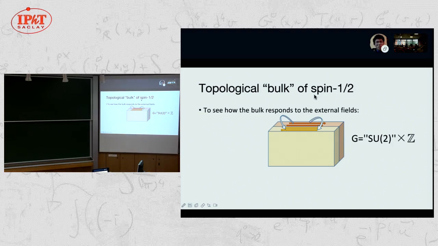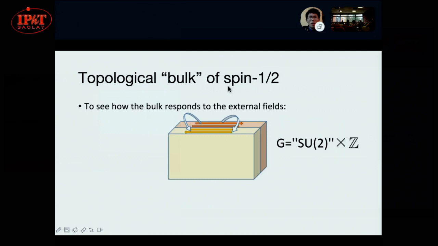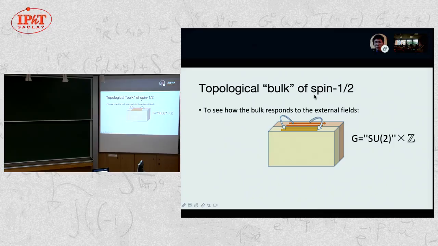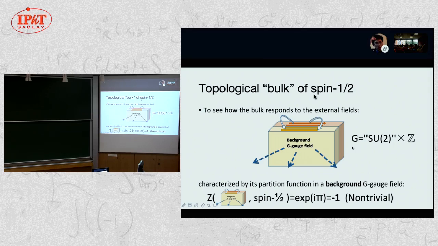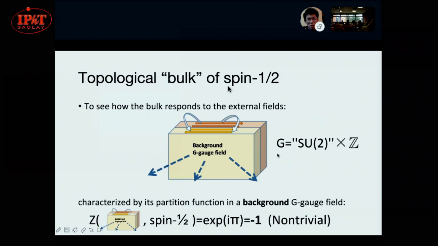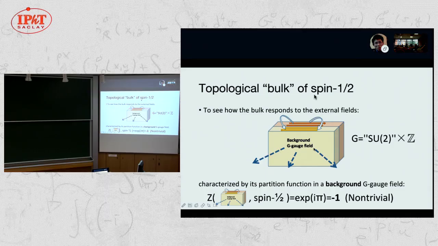It's very easy to classify the bulk theories by their response to external fields, because we know that at low energy the symmetries of this whole system are SU(2) times translation, which are both on-site in the continuum limit, as we have seen before. So we can introduce a gauge field for this global symmetry G. The classification of the bulk is characterized by the response partition function of this whole system in the presence of this background gauge field. Under some typical background gauge field, the bulk of the spin-1/2 chain is -1, which is non-trivial, which means that the bulk it attaches to is non-trivial.